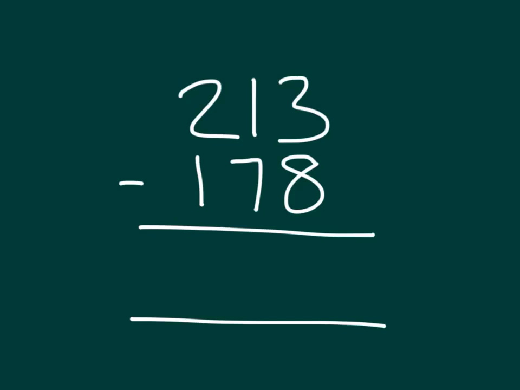The next question, I know this one needs trading because 3 minus 8, 8 is bigger than 3, so it needs trading to make it make sense. So, cross out these two. 3 plus 10, this side is always plus 10, 3 plus 10 is 13. The 1 goes down to 0, we've taken that 10 over to this side. 13 minus 8 is 5.